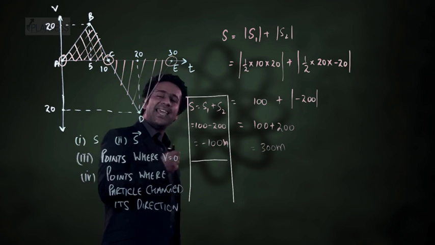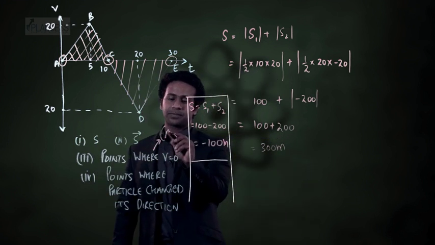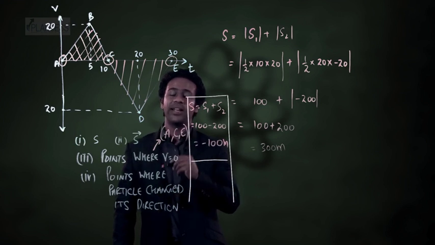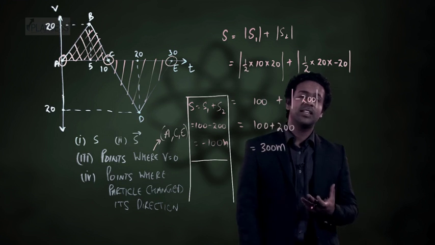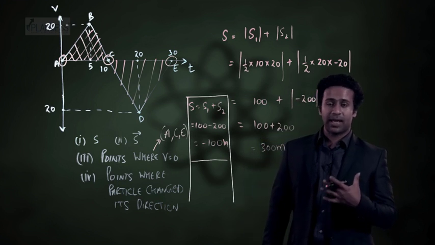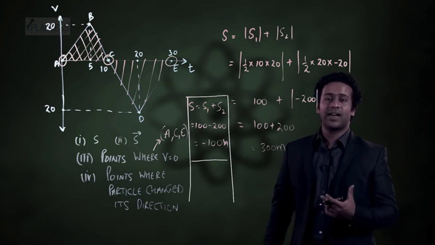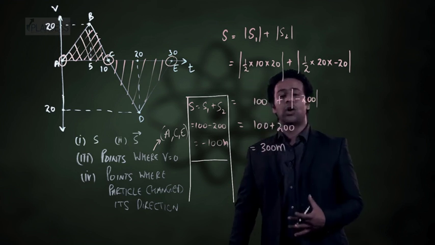So point A, C and D are the points where V is zero, because these are the points where the graph cuts the x-axis. And whenever the line cuts the x-axis, that is the point where the y-coordinate becomes zero. And in this case, the y-coordinate is velocity. And that means that at these points, the velocity is zero.